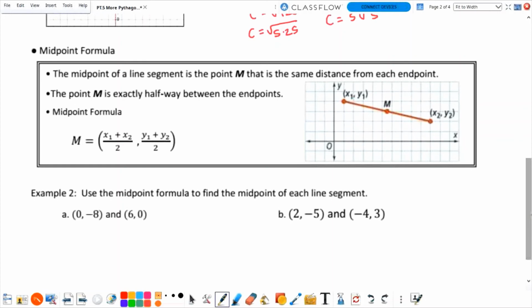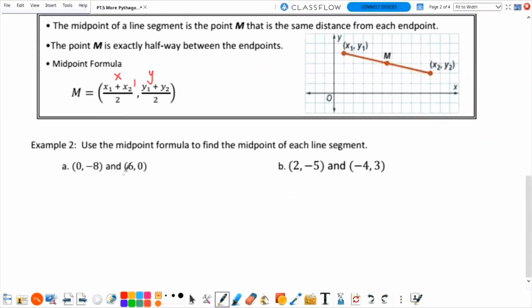All right, the last thing that we're going to be talking about is the midpoint formula. So the midpoint of a line segment is the point M that is the same distance from each endpoint. So it's the center of the line, right? The point M is exactly halfway between the endpoints. Right, and this is your midpoint formula. M equals x sub 1 plus x sub 2 divided by 2, and y sub 1 plus y sub 2 divided by 2. Okay, so this is going to give us an ordered pair, right? So this would be our x value, and this would be our y value.